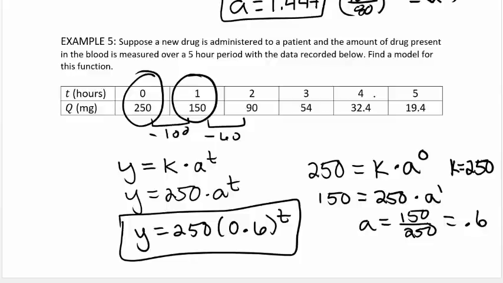Now, if I use 2 points on a table to come up with a model, I always like to pick one other point on the table to make sure that I didn't mess something up along the way. So if you were to take 4 and plug it in for t and check on your calculator, you will see that you do get 32.4. So this feels pretty good, and we found our model for this data.